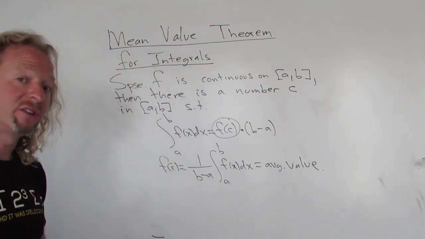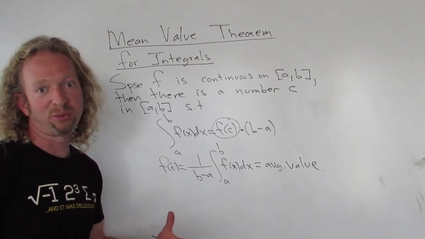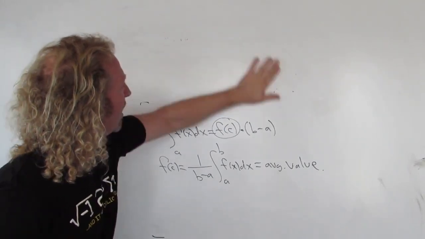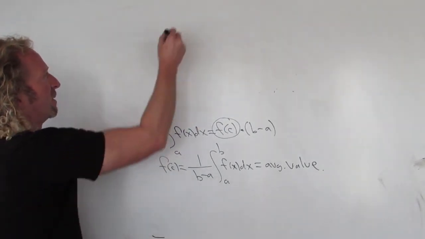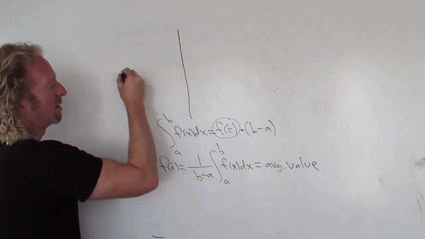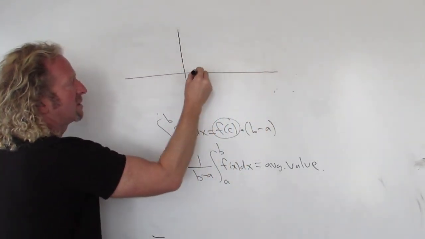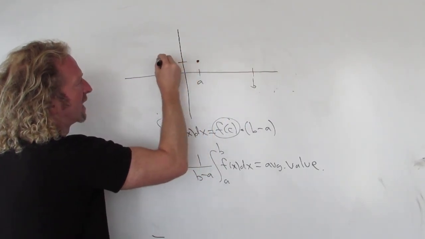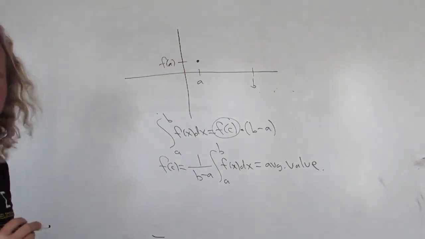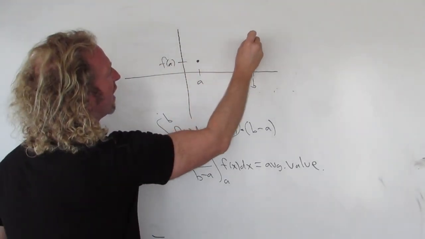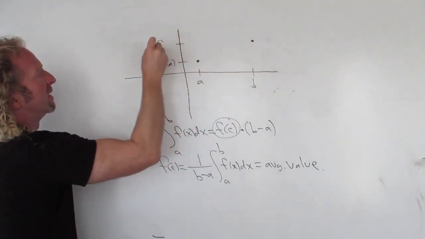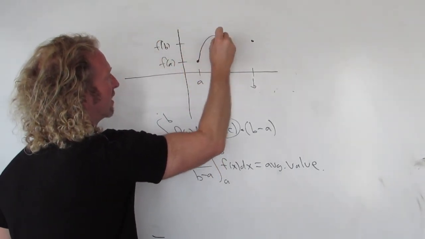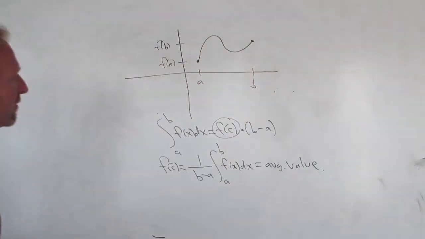Let's draw a picture so you see what all of this is. It's really interesting. I'm going to erase this because we don't need it anymore, and I'll draw the picture up here. This will be our y-axis, this will be our x-axis. So here's a, and then here's b. This is f of a, and then maybe here this is f of b. And then maybe draw it like this. There we go, there's our function.